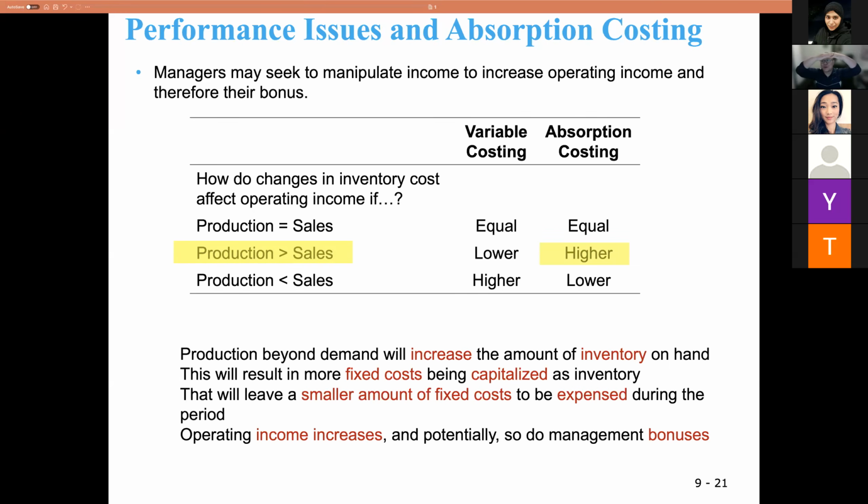So when I overproduce, a large amount of that will sit in the ending inventory, and it will absorb a large portion of the fixed manufacturing overhead cost of the year. So only a relatively smaller portion goes to the income statement as cost of goods sold. That lowers the expenses and increases my income. Does this make sense?